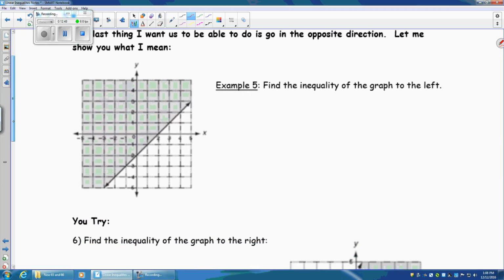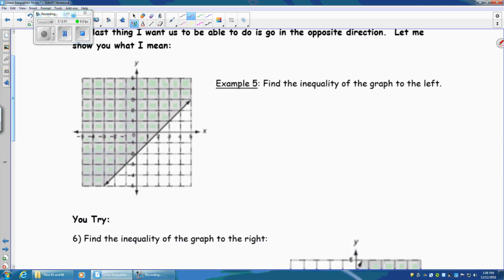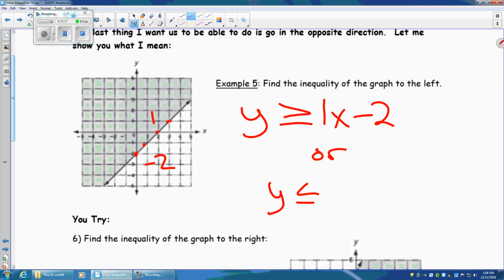Last thing I want to show you is if they give you a graph, they're going to say, okay, tell me what the inequality for this is. You guys see how it's shaded a little bit nicer than what we can do on here. So I know that it's one of two of them. I know that my y-intercept is negative 2 and my slope looks like it's 1. So I know that it's either y is greater than or equal to 1x minus 2, or y is less than or equal to 1x minus 2. Right? And I know that it's this or this one because it's solid.